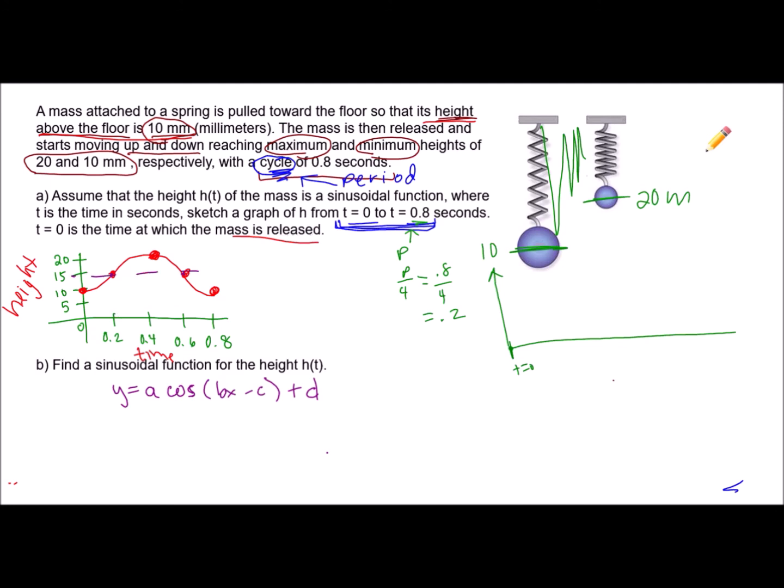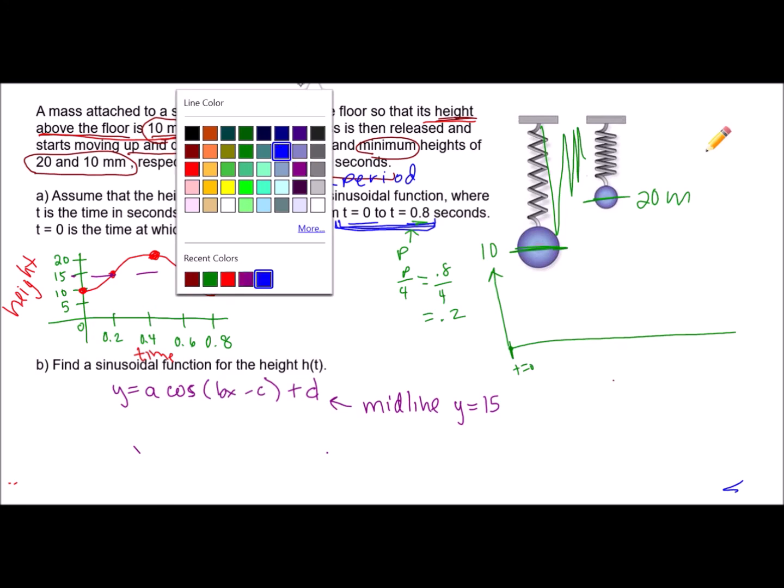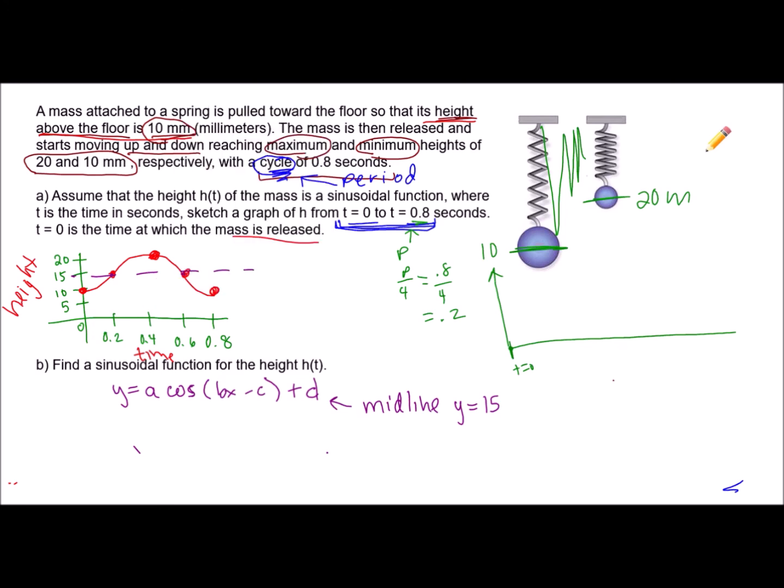I can see by looking at it that these are where my intercepts normally would be, so that's going to be my midline, which means D. My midline, since it moved up, is going to be at y equals 15. And then I can also see from the graph that the distance from the midline to the top, and from the midline to the bottom, the minimum, is 5. So that means my amplitude is 5.